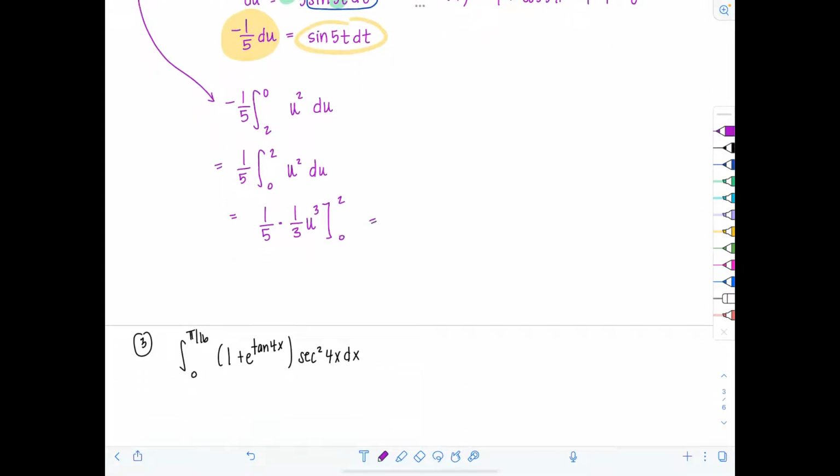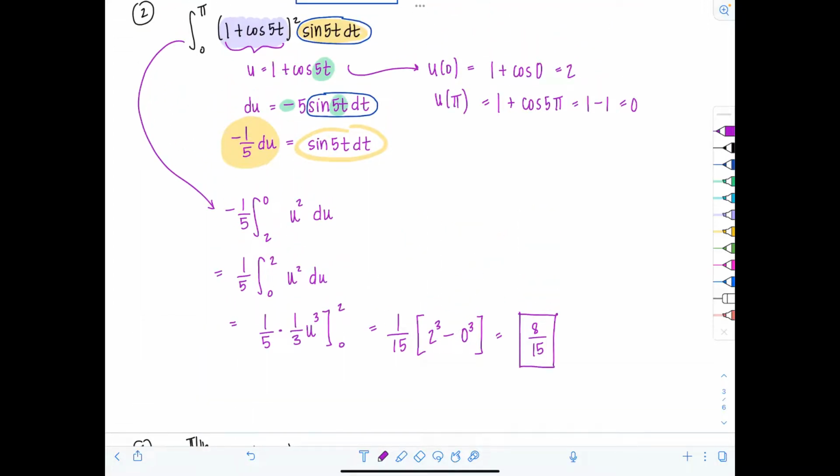And then we're left with 1/15 times 2 cubed minus 0 cubed. So this is going to be 8/15. Notice, since we changed the limits of integration, we do not go back to the original variable because everything was in terms of u here, so no need to return to t's. You can just leave your answer as is, and that is correct.